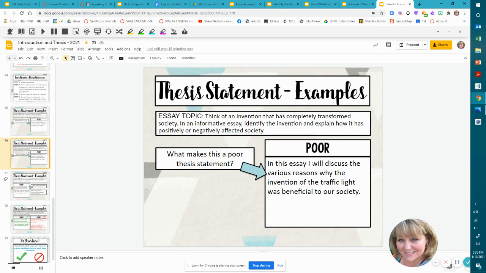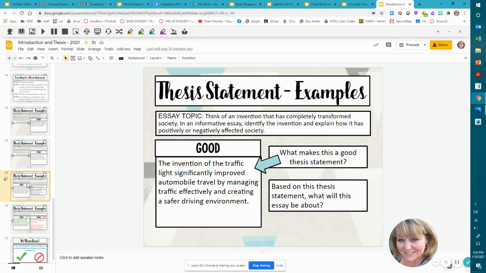And also, if you say, in this essay, I will discuss the various reasons why the invention of the traffic light was beneficial to our society. Both of those are poor, because you never would say, in this essay, I will discuss.